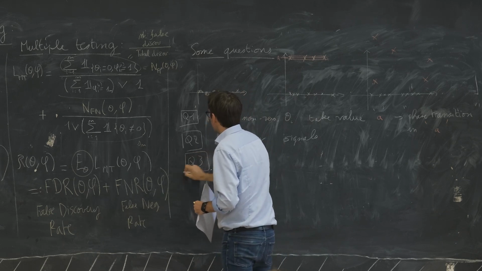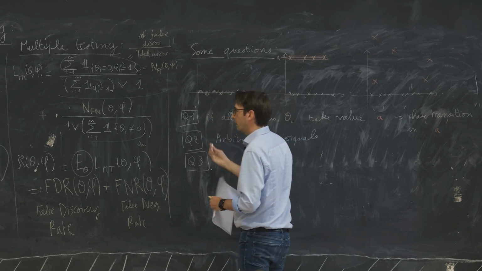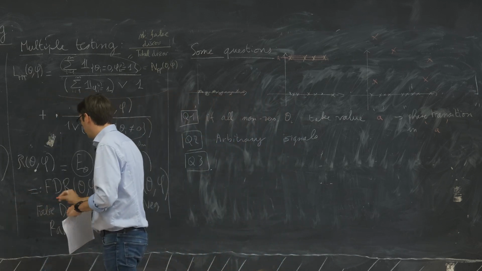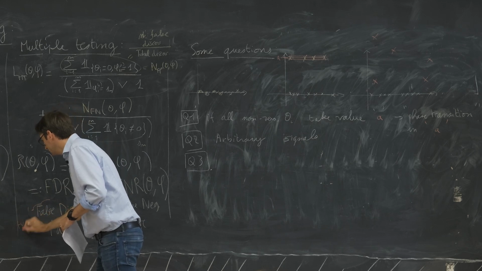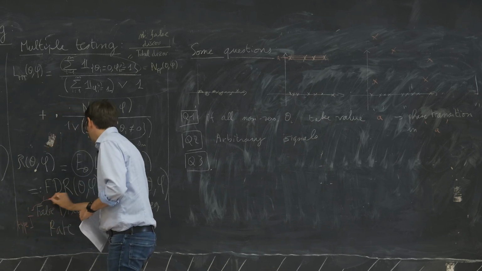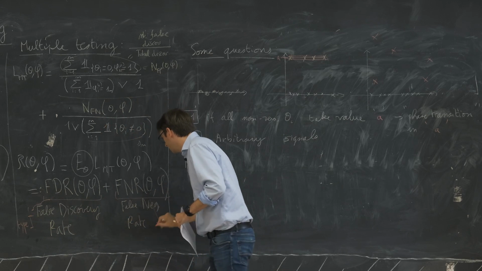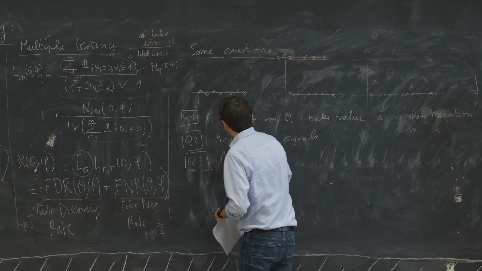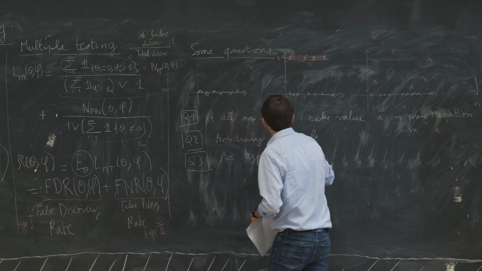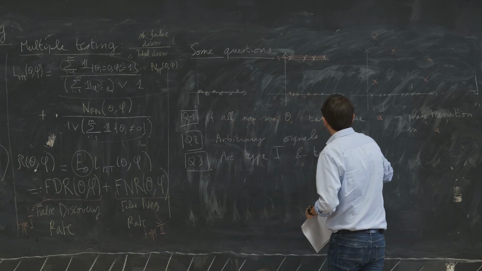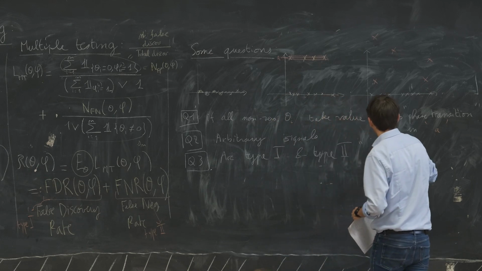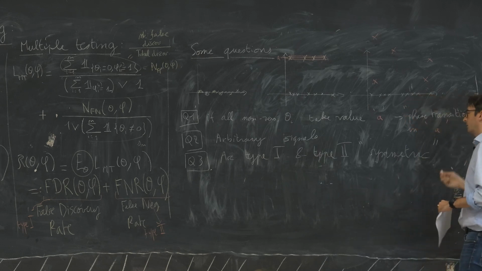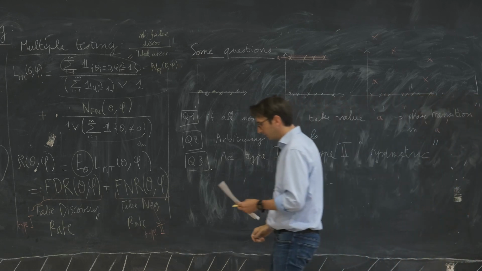Another question you may ask is, there are two parts in the risk, okay? So this is like type 1, the FDR, and this is type 2, and the same for classification. So are type 1 and type 2 symmetric in some sense? Do they have the same type of role or difficulty?